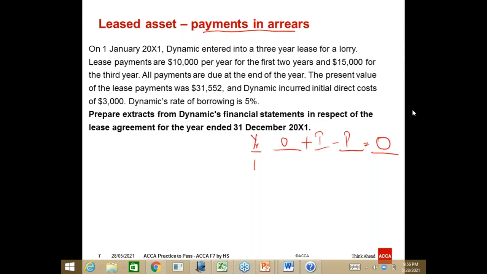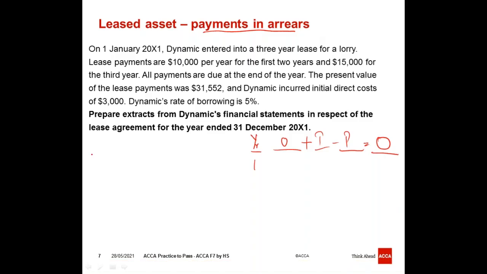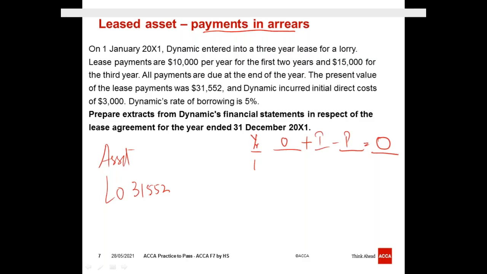Now let's solve this question. First, you need to capitalize, make the accounting entry by debiting the asset and crediting the lease obligation. Present value of the lease payment is 31,552, and the lessee incurred initial direct cost of 3,000. So this will be paid in the form of cash, 3,000. So the total asset will be reported at 34,552.